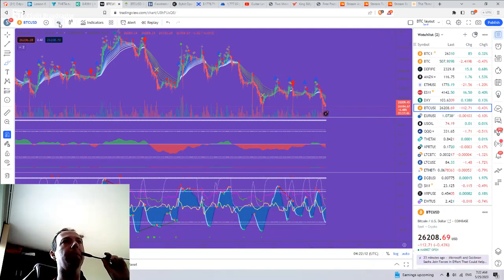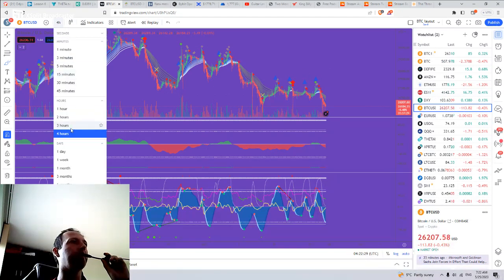We'll see what happens also with the stock market, because the stock market might dump, and in this case Bitcoin will also dump. But right now the stock market is consolidating, going sideways.